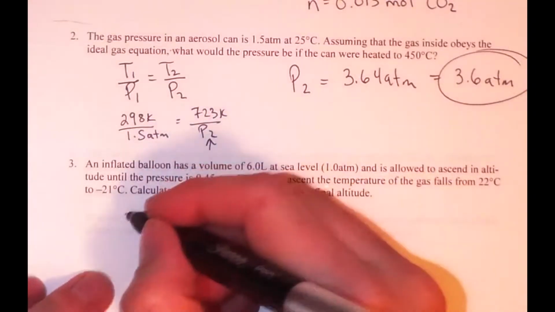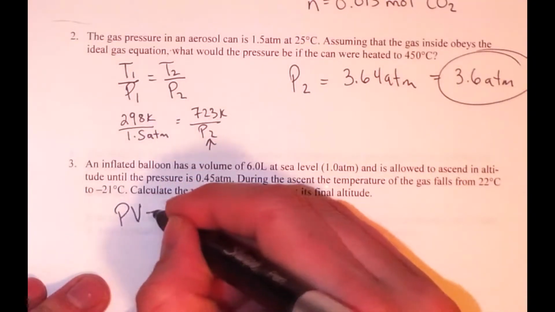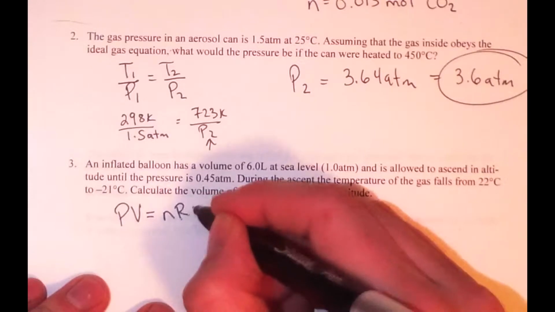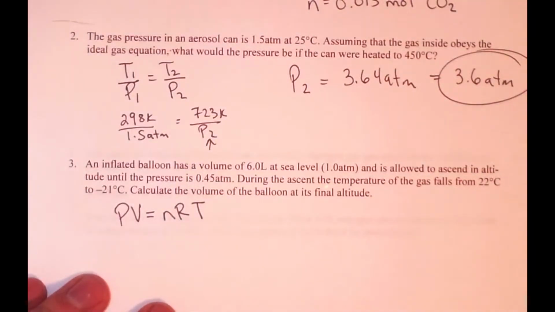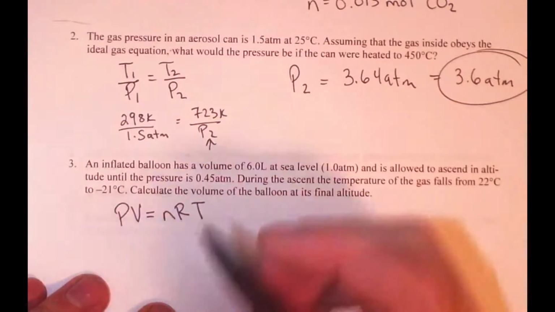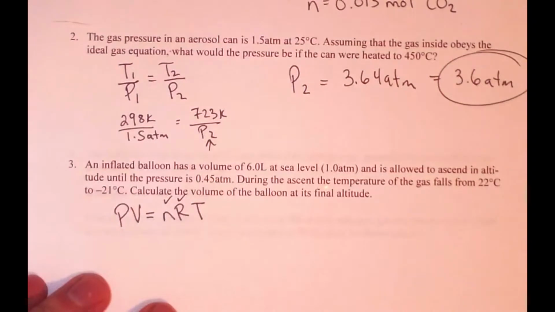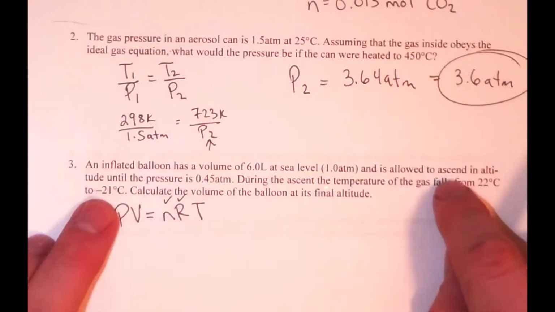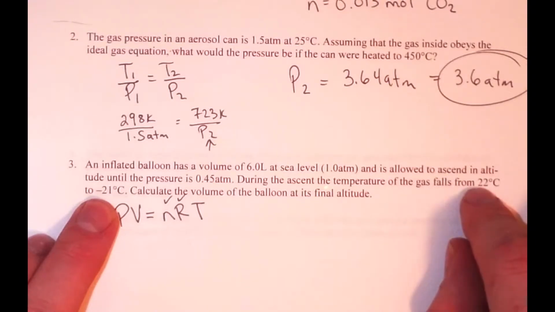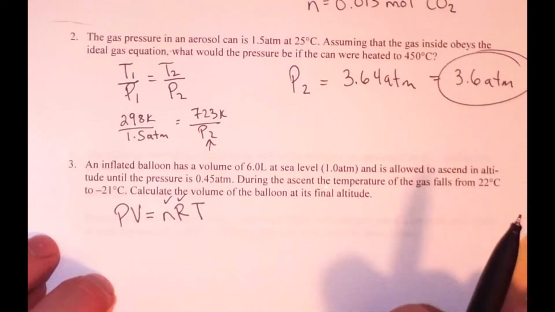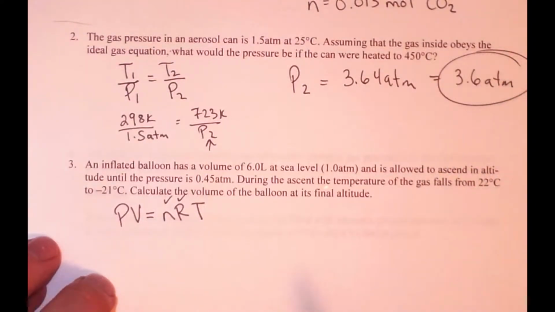So let's actually look at where we're going to get this equation, and then we can use this equation as we see fit. So PV equals nRT. We know that in the balloon the number of moles is going to be constant, so that's always going to be constant. Of course, R is going to be constant. We know that the temperature is changing. We know that the pressure is changing, and of course, we can expect the volume to change.